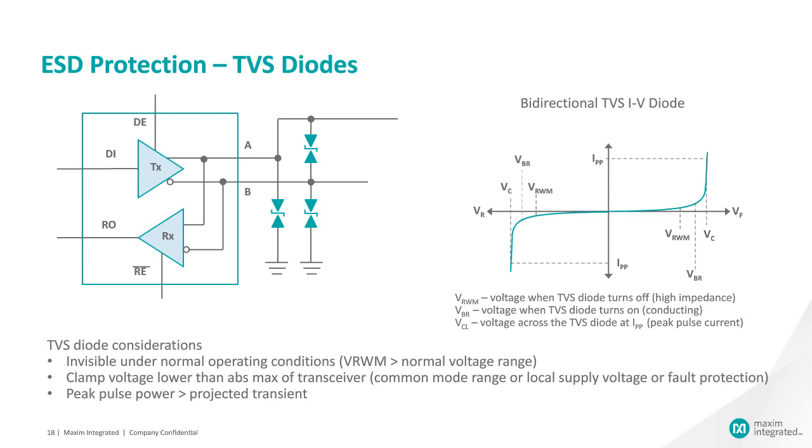Considerations you need to take are that your working voltage needs to be larger than your normal operating voltage range in your application. And then, as I mentioned, the clamp voltage needs to be lower than the absolute max voltage rating of your transceiver. Otherwise, the diodes won't act in a way to protect the ports of your transceiver. And make sure that the peak pulse power of your TVS diode is also greater than your projected transient, the expected transient for your application.